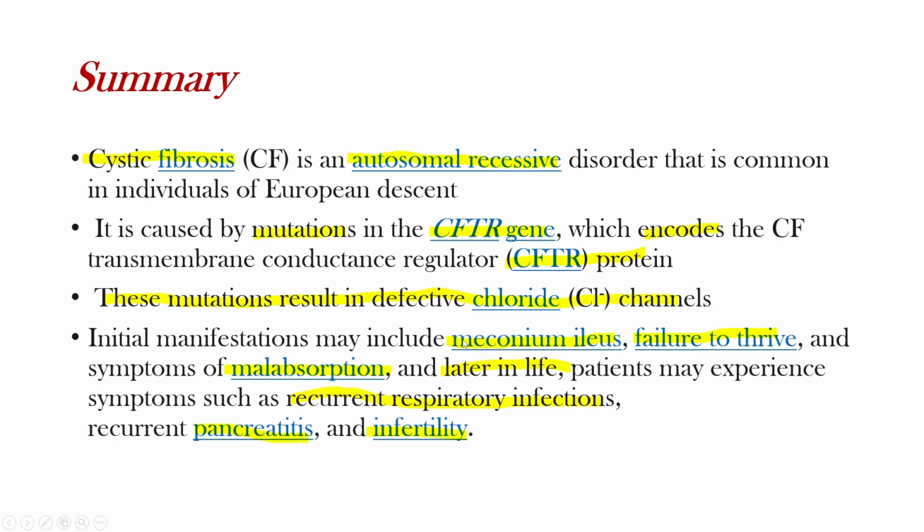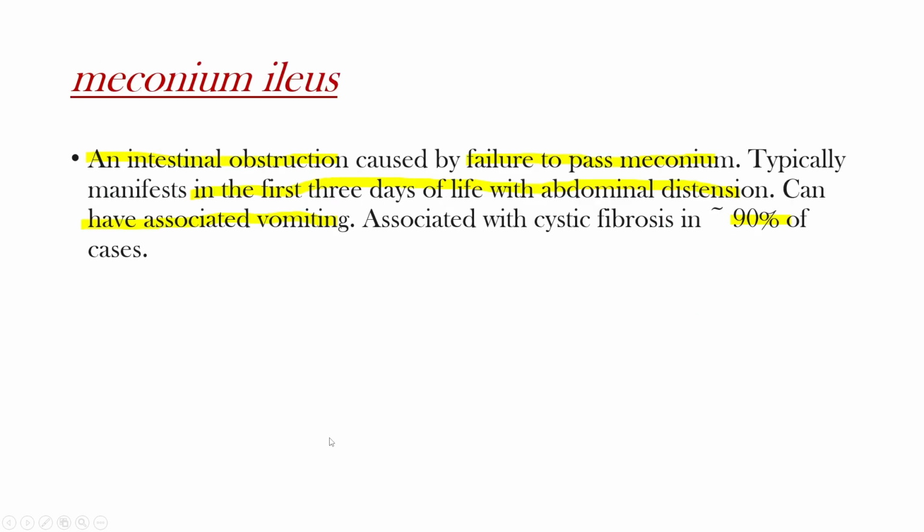This disease can cause meconium ileus, failure to thrive, which is failure to grow normally, and malabsorption. Later in life, they will have recurrent respiratory infections, some problems in the pancreas, and infertility.